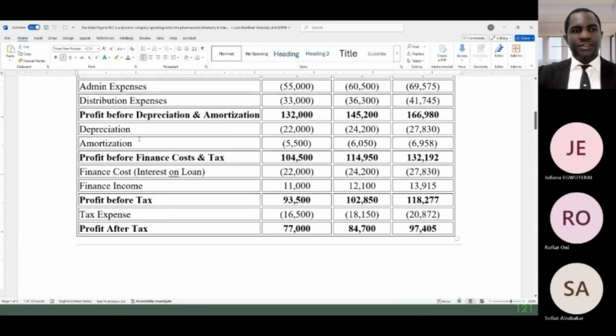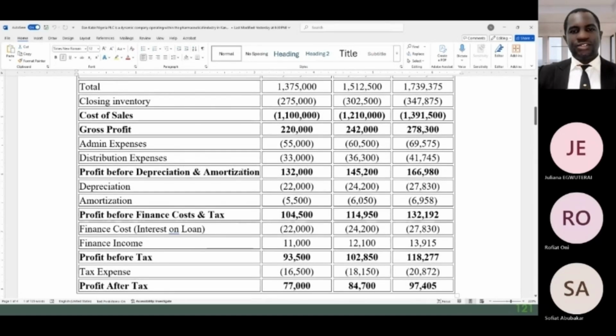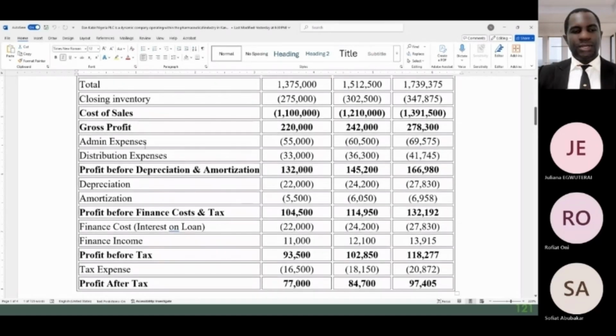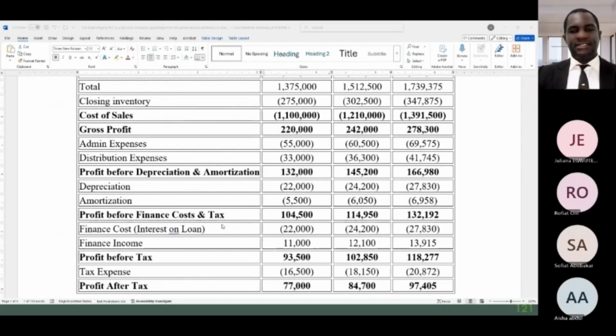Okay, so our profit before depreciation and amortization is 132 million. But then it's tricky. We have to get profit before interest and tax. So take note of that. We are working towards profit before interest and tax. Our profit before finance cost and tax is 104. So we'll take our profit before finance cost.